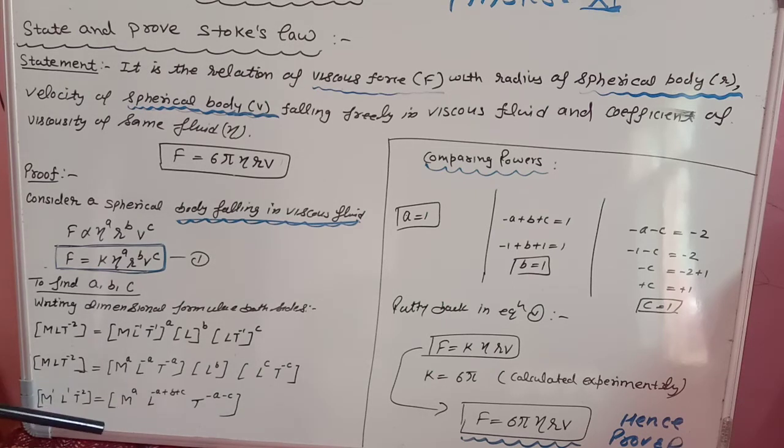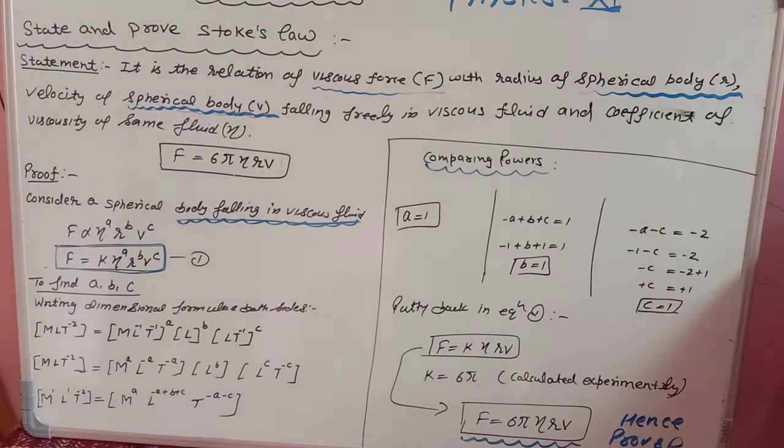Now we will compare powers. On the left hand side what is the power of M, and on the right hand side what is the power of M? On the left hand side the power of M is 1. On the right hand side the power of M is a. So comparing powers, a equals 1. Second, the power of L on the left hand side is 1. The power of L on the right hand side is minus a plus b plus c. So minus a plus b plus c equals 1. And third, the power of T on the right side is minus a minus c, on the left side minus 2. So minus a minus c equals minus 2.